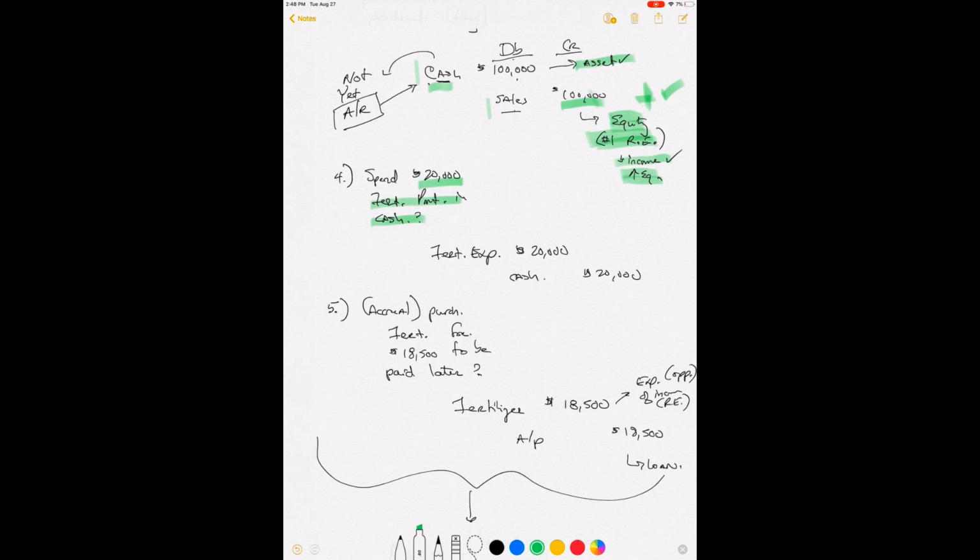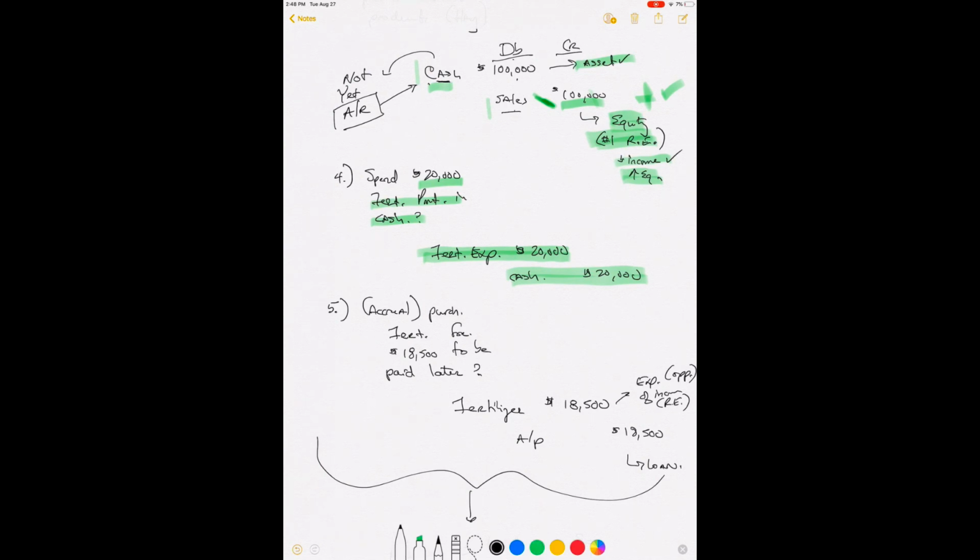Okay, so now where I started, that's to talk about spending money. So let's say we spent $20,000 on fertilizer and we had to pay it up front in cash. So that money we earn, we now have to pay for things. So the opposite of income is an expense. So we're going to debit a fertilizer expense category, and then we're going to credit cash because cash had to leave.